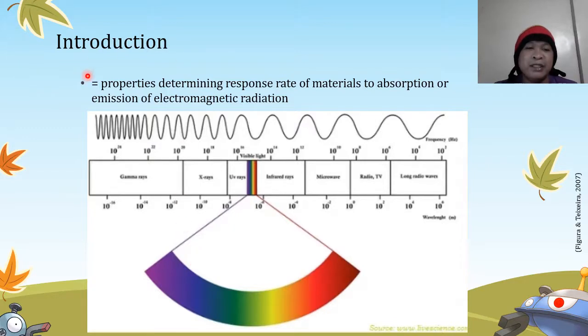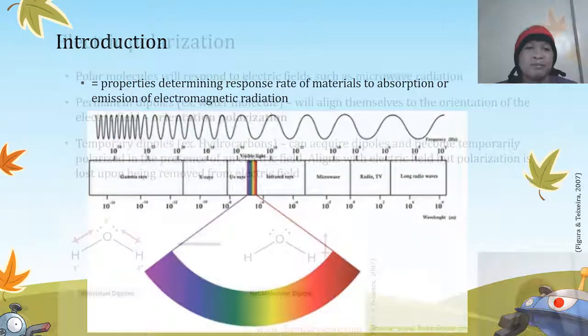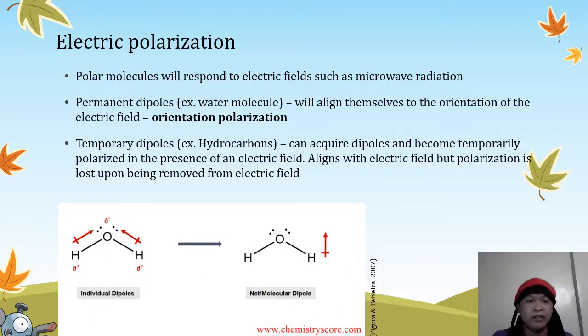So, when we say electromagnetic properties, therefore, these are properties determining the response rate of materials to either the absorption of or emission of electromagnetic radiation. Alright, so medyo hindi naman siya talaga overlap sa magnetic and electric properties, no? Concept that's important for us to remember is electric polarization.